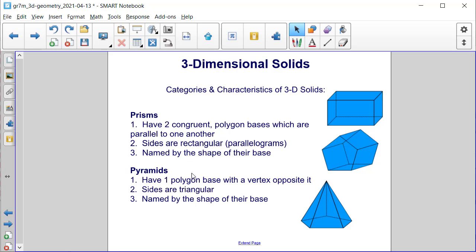The next type of 3D solid that's considered to be a polyhedron is a pyramid. Each pyramid has 1 polygon base and a vertex opposite it. And the vertex is connected to the base through various edges that form triangles. It's named by the shape of its base, similar to how a prism is named. And since this pyramid has a pentagonal base, it is called a pentagonal pyramid.